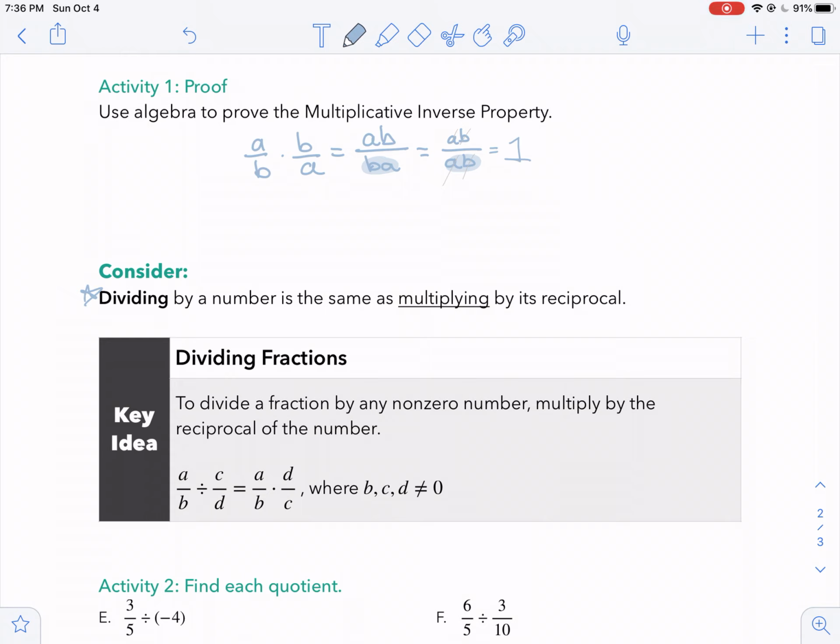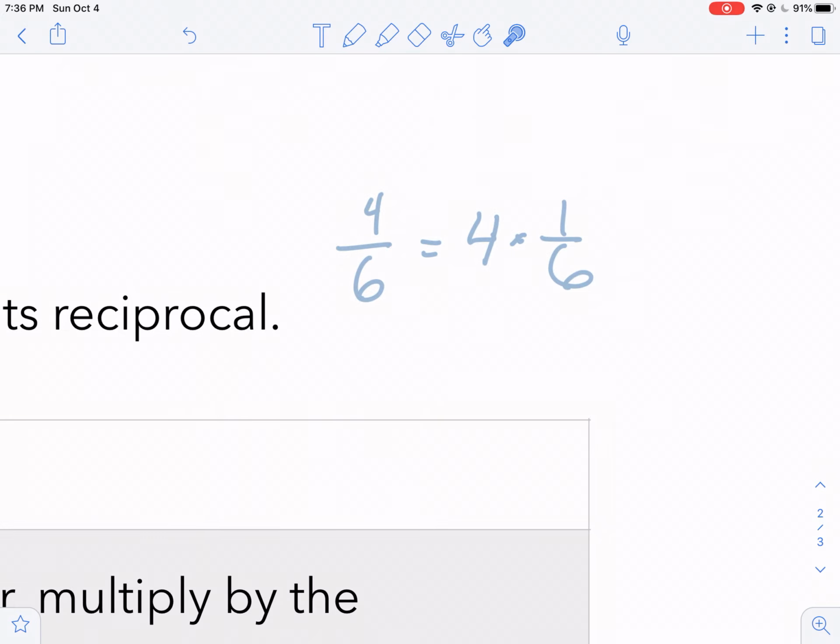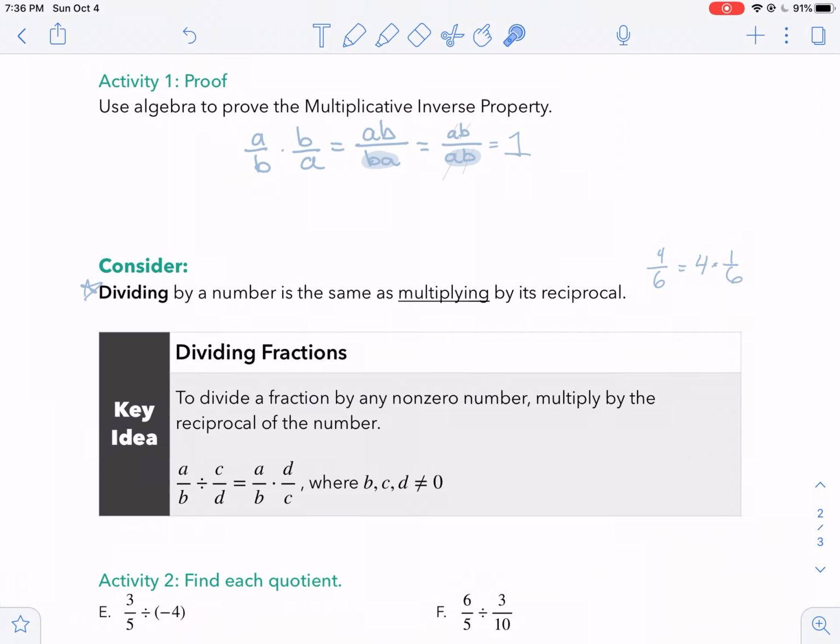Okay, now here's your fun fact of the day. Dividing by a number is the same thing as multiplying by its reciprocal. And what that means is if you have like 4 divided by 6, that's the same thing as 4 times 1/6. Because 4/6 is 4/6. Ta-da! Proof by grammar. That's not a thing. Don't do that.